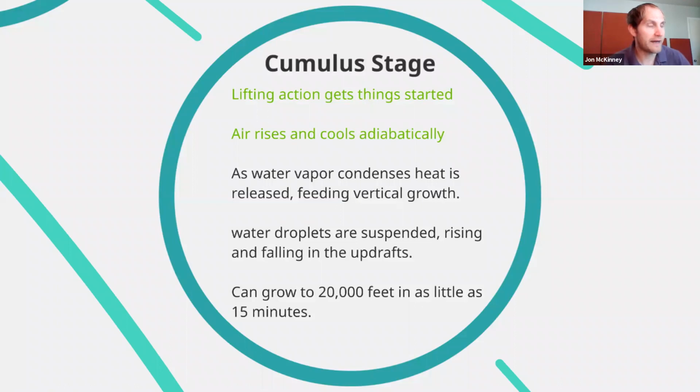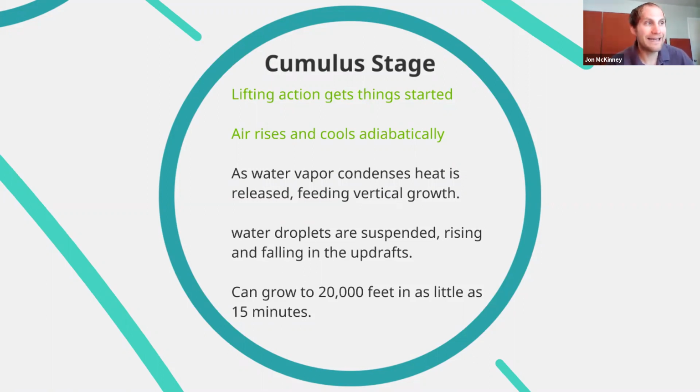The cumulus stage. As the air rises, it cools adiabatically. We know that the standard cooling rate is 2 degrees Celsius for every 1,000 feet that we climb. But wait a minute, this is unstable air. So it's going to cool extra fast. It's going to cool at a rate faster than 2 degrees Celsius. It's going to cool at a rate faster than 4.4 Fahrenheit.